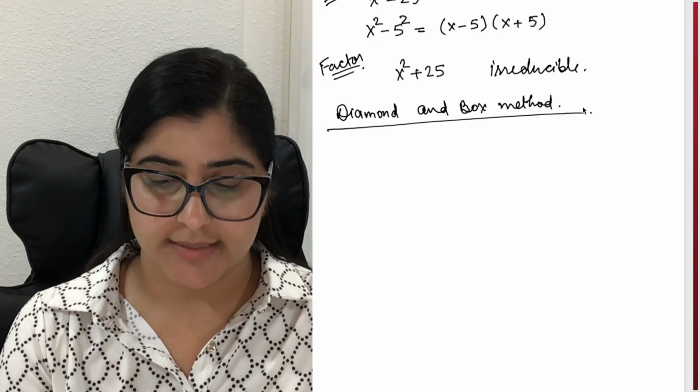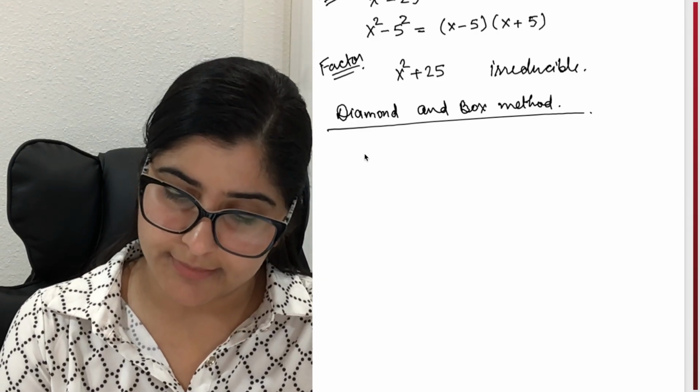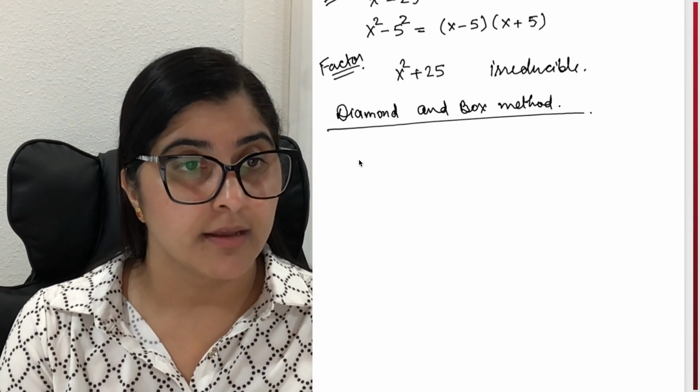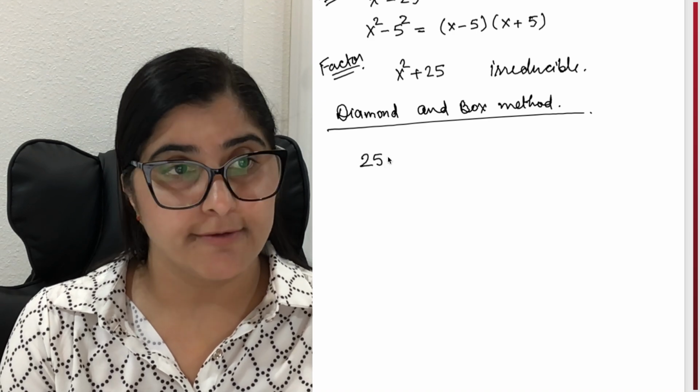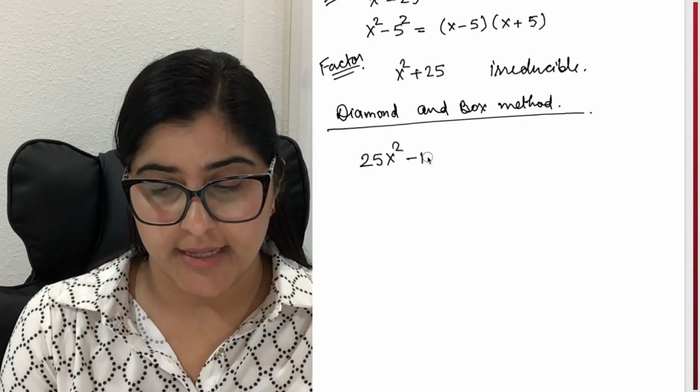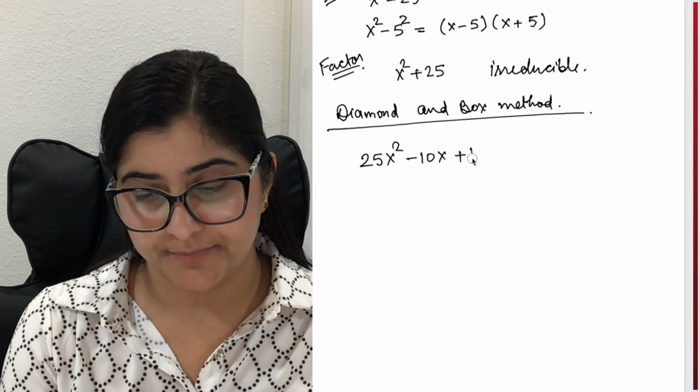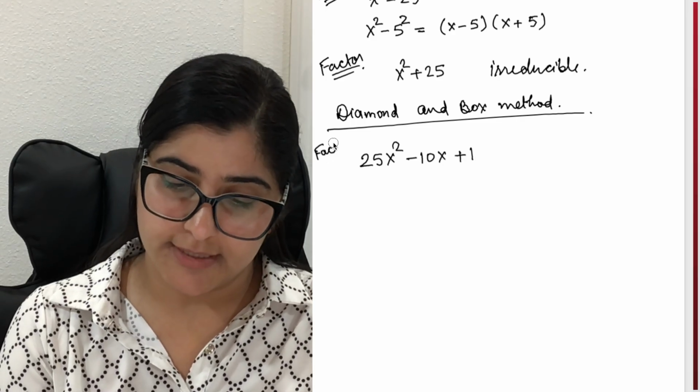So let's do one example. For example, 25x squared minus 10x plus 1. Find the factors of this.